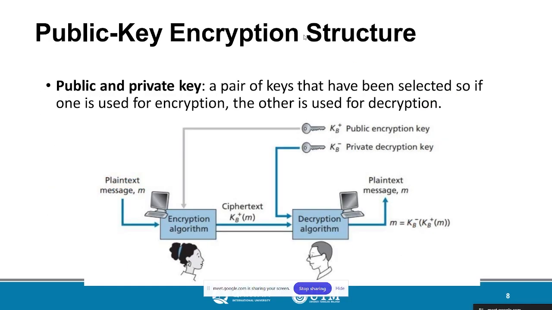Now, the public key encryption structure is a public and private key. This would be the main topic, public key and private key. It is a pair of keys, or let's say two keys that have been selected. So if one is used for encryption, the other is used for decryption. In other words, we have two keys, one key only for encryption, one key only for decryption.